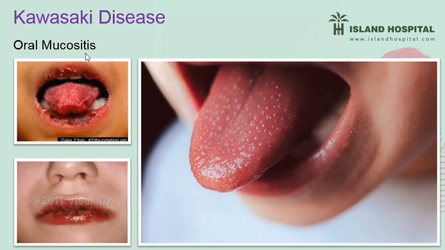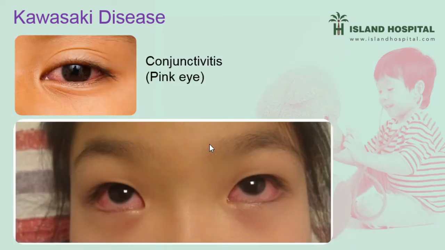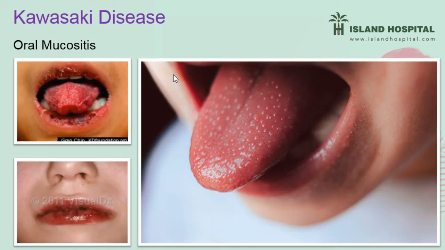And what I meant by mucositis is that the lips of the child become very red, very inflamed, sometimes to the point of being cracked. And if you look at the tongue, sometimes they have this typical finding, what we call a strawberry tongue, because it looks like a strawberry. So these are the two commonest features of Kawasaki disease on top of the fever: conjunctivitis and mucositis.